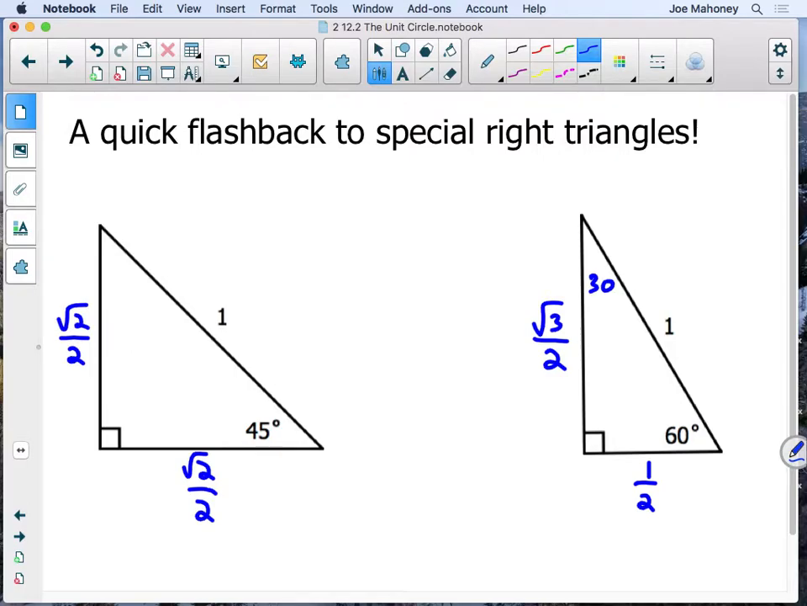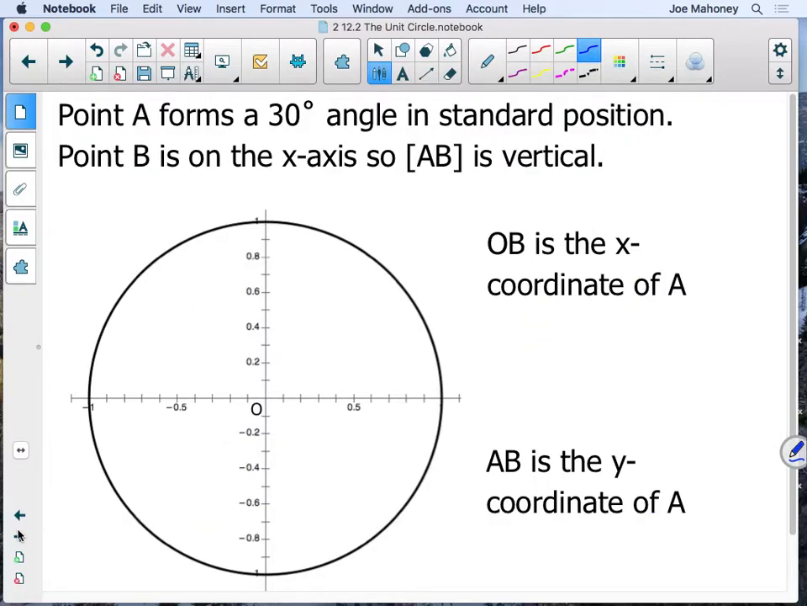So why don't we start off with this 30, 60, 90 degree triangle? What we're going to do is find point A on the circle so that we rotate it 30 degrees from standard position. So perhaps it looks something like this. That might be our 30 degree angle in standard position. So here's my point A. And I'm going to drop point B straight down here. So here's point B. This is vertical, so I have a right triangle here. It's my unit circle, so the hypotenuse is 1.